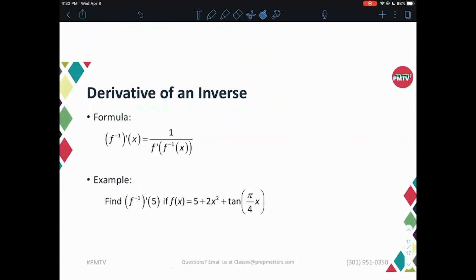All right, let's look at 2 more quick skills before we go back into one last AP problem. First one is finding the derivative of an inverse. Second one is quick implicit differentiation.